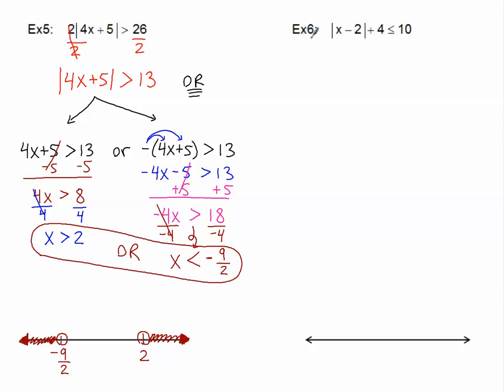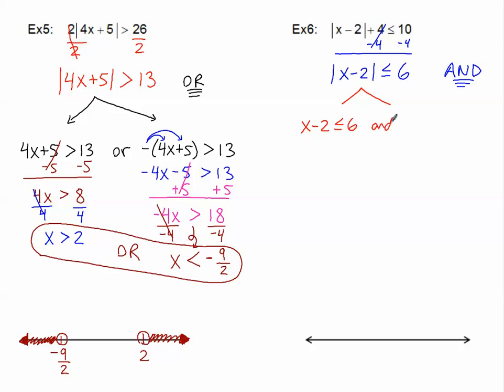So now in our last example, example 6, let's isolate our absolute value by subtracting 4. And we will have the absolute value of x minus 2 is less than or equal to 6. This is a less than symbol, so I know I'm going to end up with an and statement and an and graph in the end. So now let's break apart our two things. We've got x minus 2 is less than or equal to 6. And we have the opposite of x minus 2 is less than or equal to 6 as well.